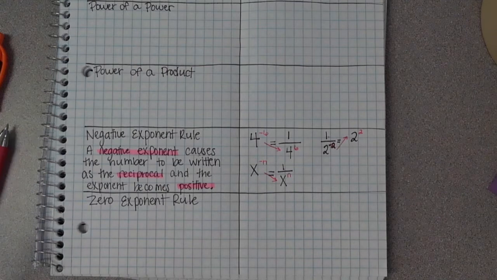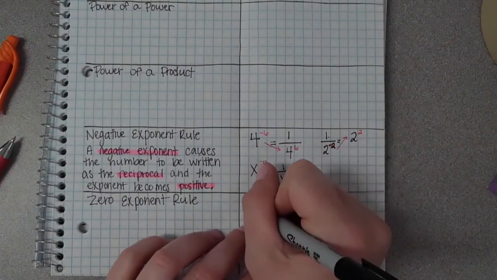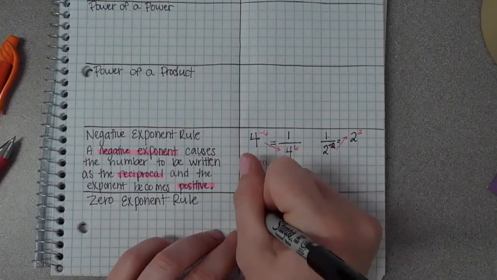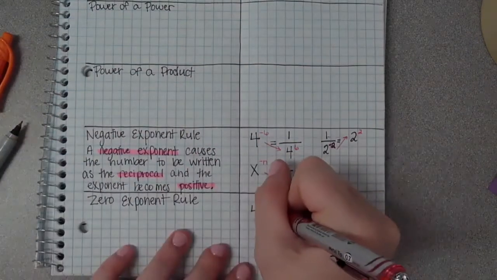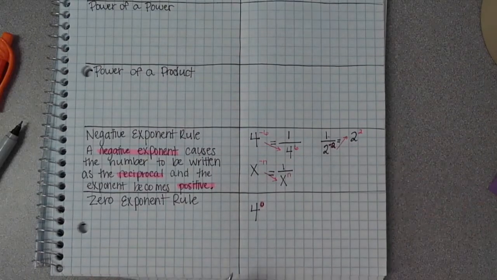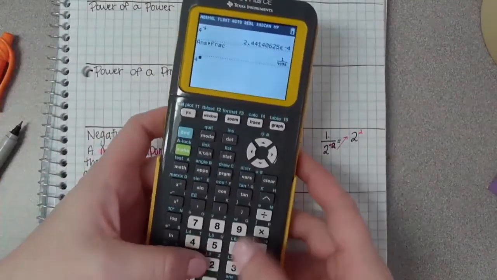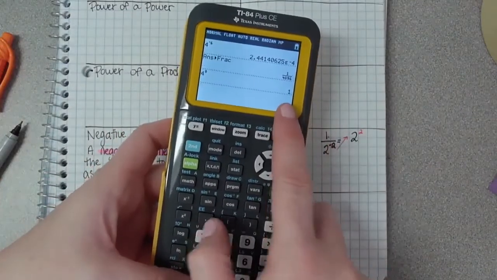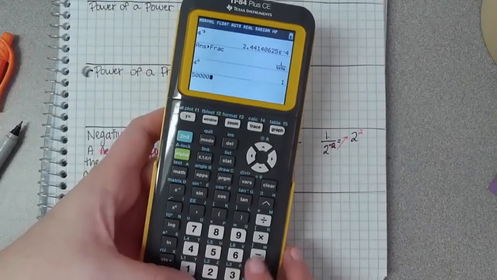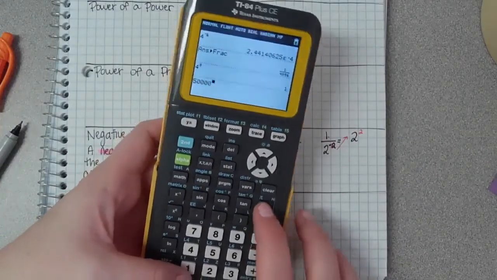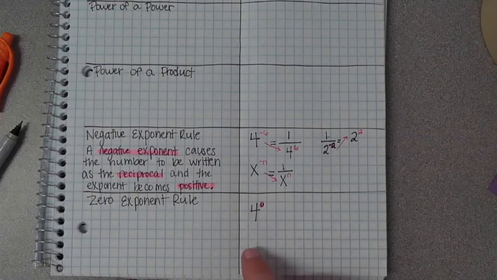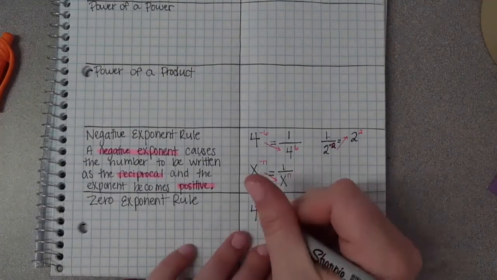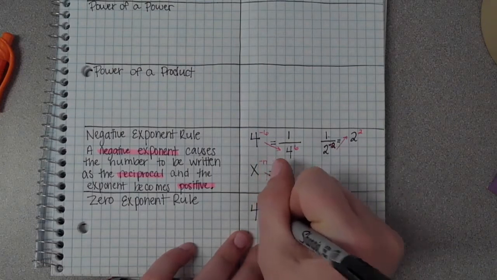Okay, the 0 exponent rule, in my opinion, is the easiest. I wanted that to be pink and I forgot to pick up the pink. So 4 to the 0 power. Watch what 4 to the 0 power is. It's just 1. Watch what 50,000 to the 0 power is: 1. It's like saying there's 0 of them. So the answer to that is just 1.